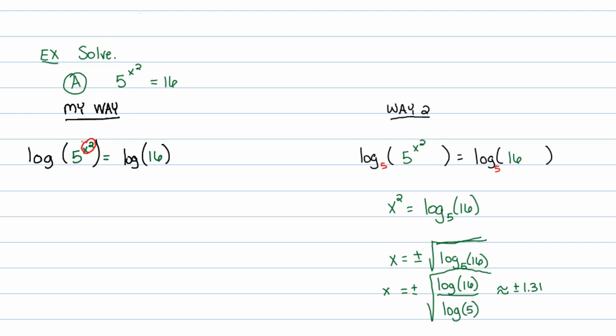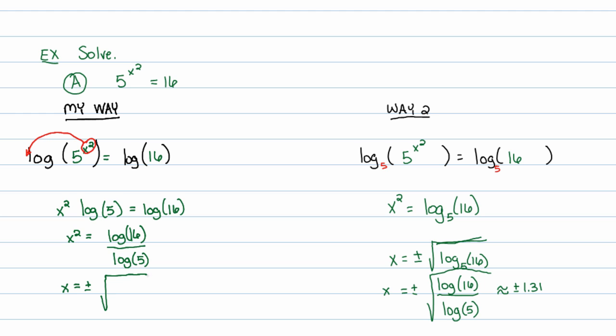The property of pulling out the exponents still is there. I can pull the x squared out front because it's a logarithm and it unlocks the exponents. So I still get x squared times log of 5 equals log of 16. I could now divide both sides by log of 5. So I get x squared is equal to log 16 over log of 5. And I'll take the square root of both sides. So that implies that x is equal to plus or minus the square root of log of 16 over log of 5.